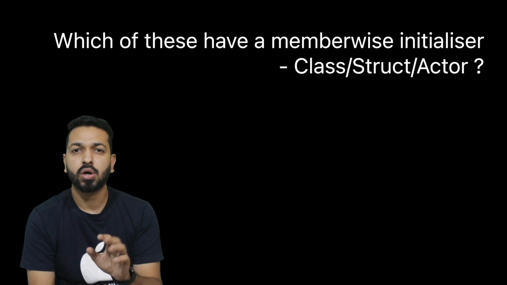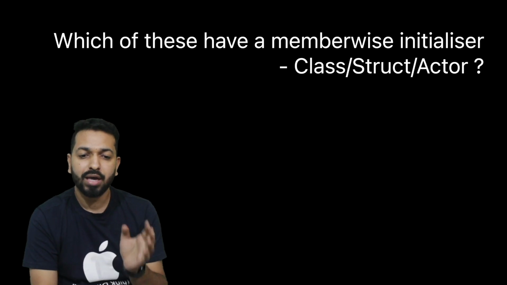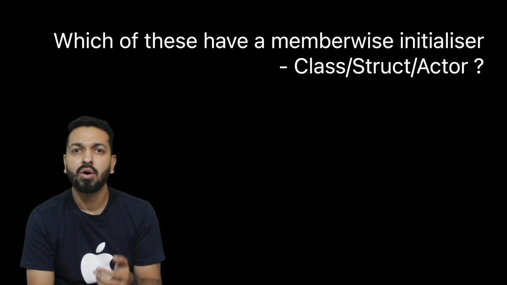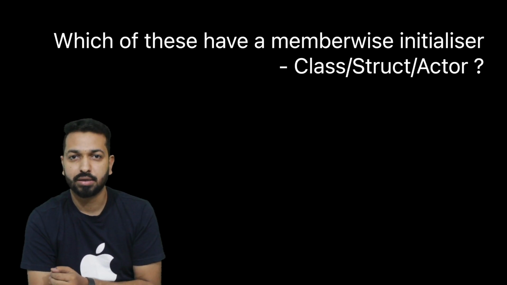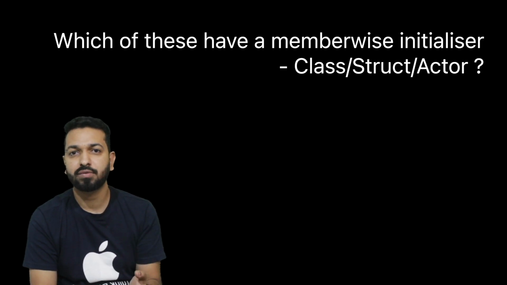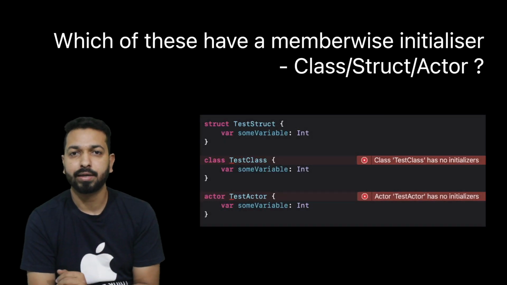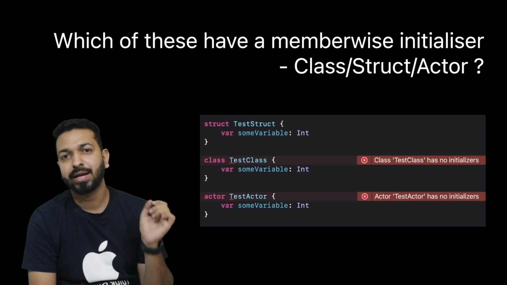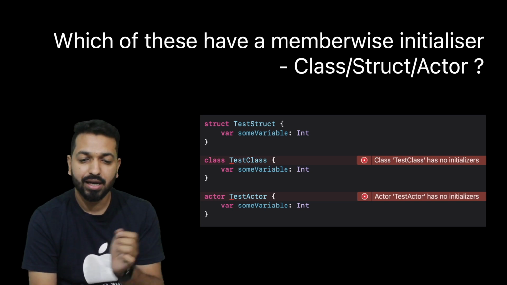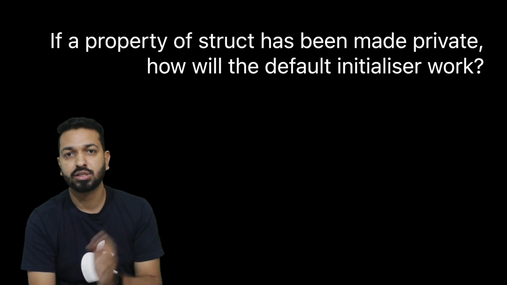Now let's move on to the next question, which is which of these will have a member-wise initializer? Now this is also one of the good questions which can have multiple follow-up questions. Let's look at this. So we have class, struct and actor, and the question is which one has the member-wise initializer, or that is generally known as the default initializer. So the answer is struct. In case of struct, we get a default initializer which we call member-wise initializer, but in case of class or actor, we do not get it. So if you see here, if I do not write an initializer in struct, it works fine, but in case of class or actor, the compiler gives an error that you need to write an initializer. So that is about the member-wise initializer between class, struct and actor.